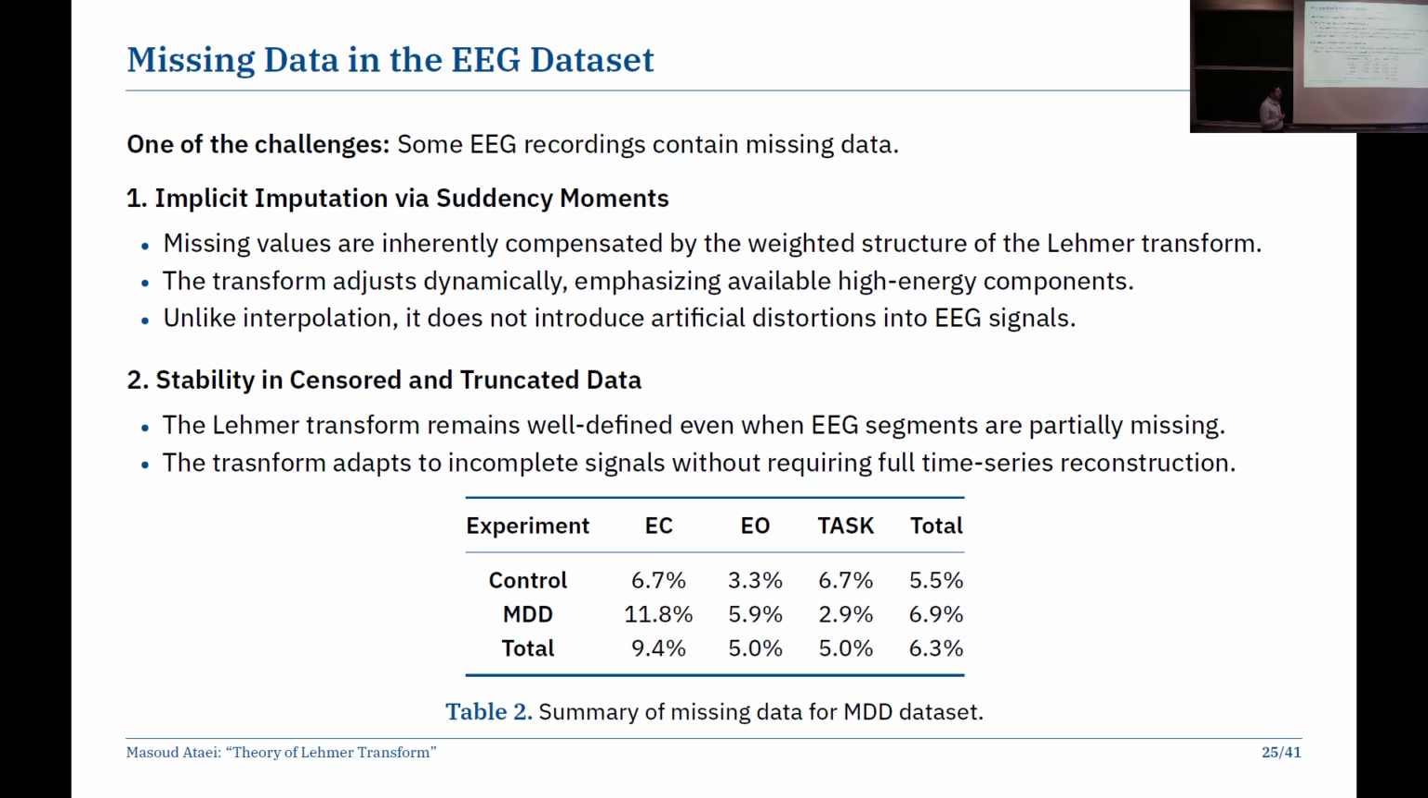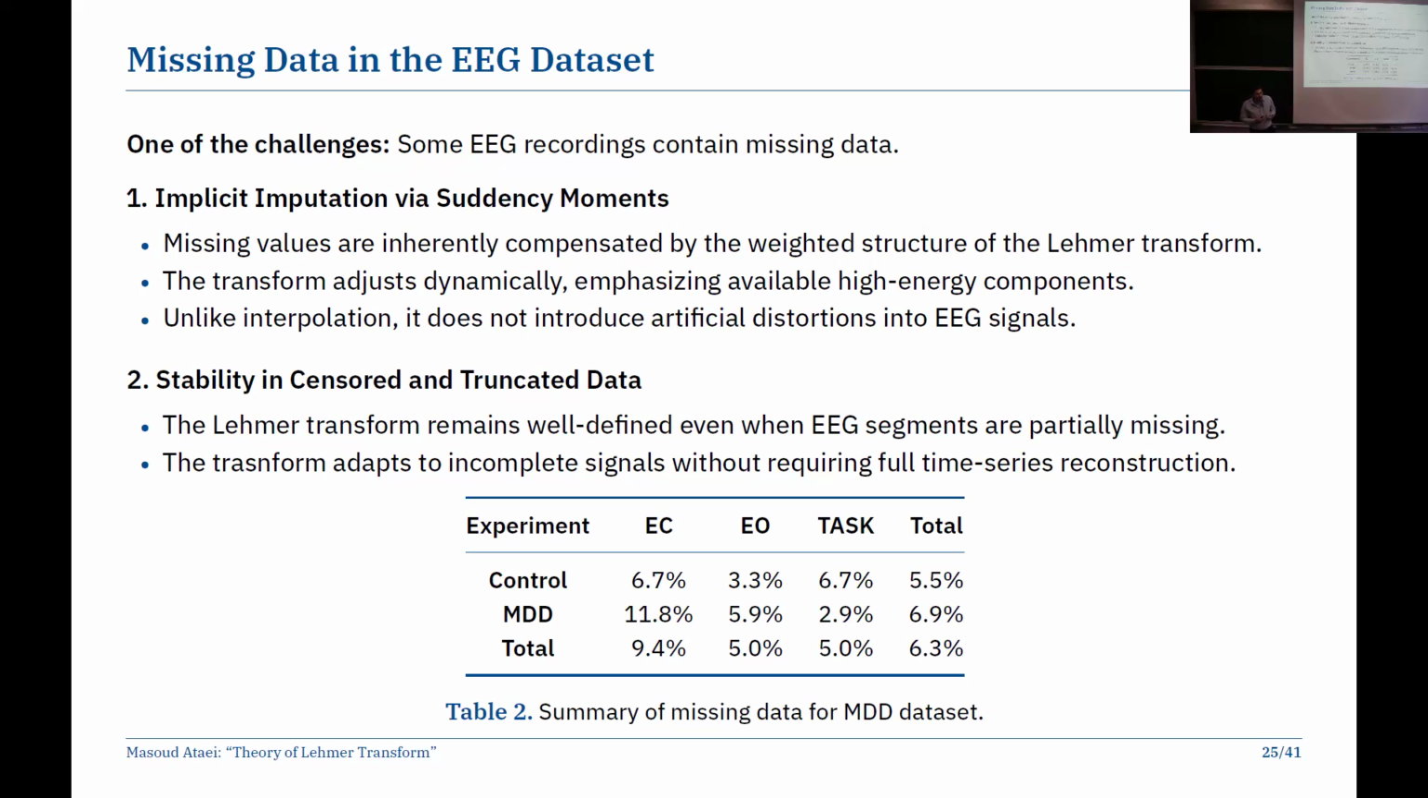One key challenge when dealing with EEG signals is how we handle the missing data. As I mentioned previously, many existing methods struggle with handling the missing data. The limit transform handles these missing data by something we call implicit imputation. So the missing values are inherently compensated by the weighted structure of the transform, where the transform adjusts dynamically by emphasizing available high energy components.